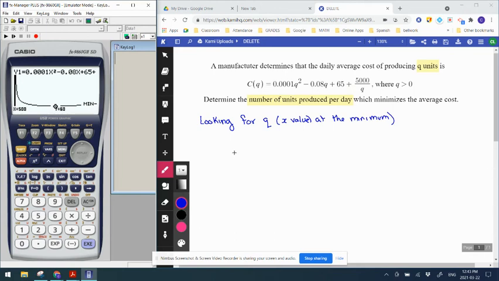So determine the number of units produced per day. So we need to produce 500 units per day. And that's it. That is how you can solve an optimization problem using your calculator.